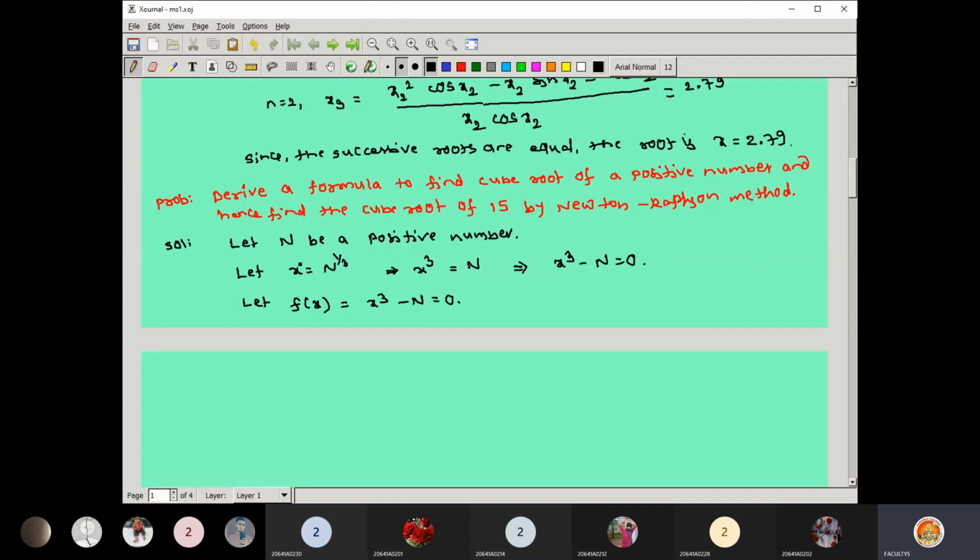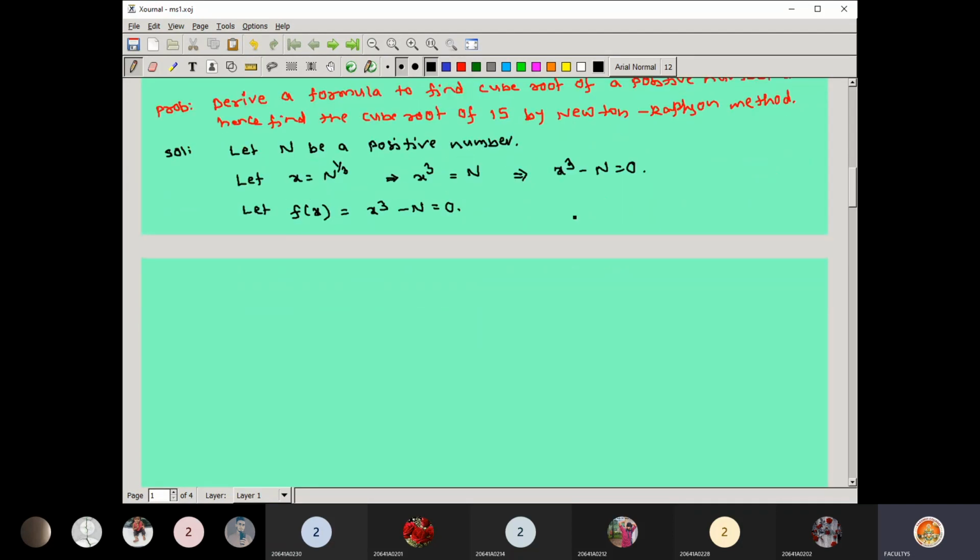Once again, you just look onto the solution part. Positive number is not given, so I am supposing N is a positive number. And in order to calculate the cube root, I am starting with x equal to cube root of N. Cube root is power 1 by 3. On simplification, x cube minus N is equal to 0. That entire expression I am supposing as f of x. Once you know f of x, you are not going to calculate the real numbers a and b. The reason is you can substitute the x value, but N value is not given. So whenever N is not given, don't go for calculation of a and b real numbers.